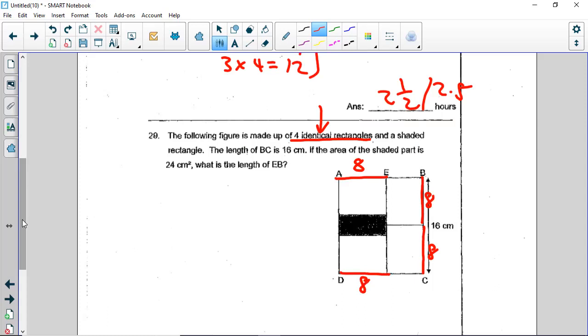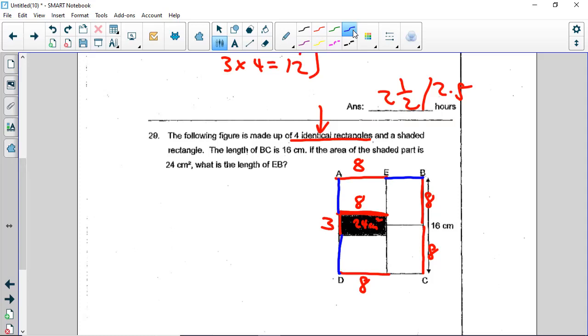And what else? You can see the area of the shaded part is 24. So put it inside. And this is the length of the rectangle, which is also 8. Then can you find here? So how to find the breadth? So 8 times what equals 24? 8 times 3, 24. So what is the length of EB, which is the breadth? Can you find the breadth of the rectangle, which is also the same as the breadth here and the same as the breadth here? Same.